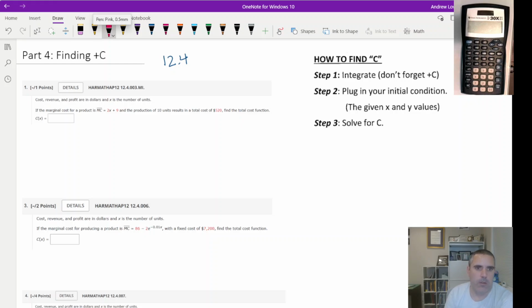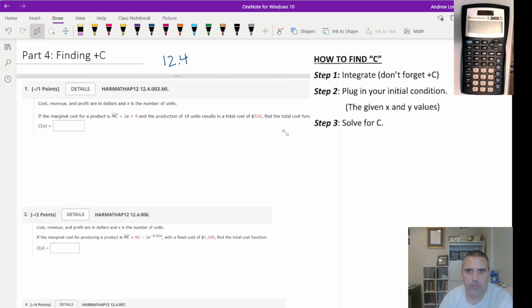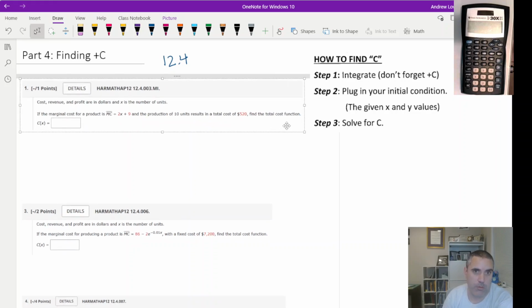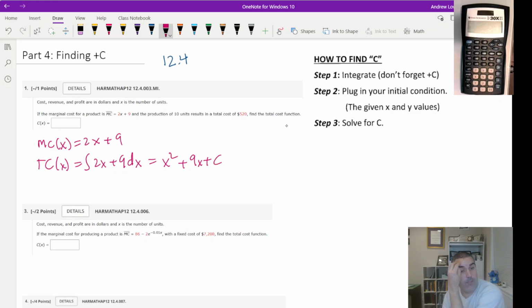Okay, so here are problems directly from your homework. You've actually done this a large number of times, but I want to make sure we have it. If someone tells you what the marginal cost is, and they tell you it's 2x plus 9, then the total cost is going to look like the integral of that. That was the thing we discussed. And so you have this, and you have this plus C piece here.